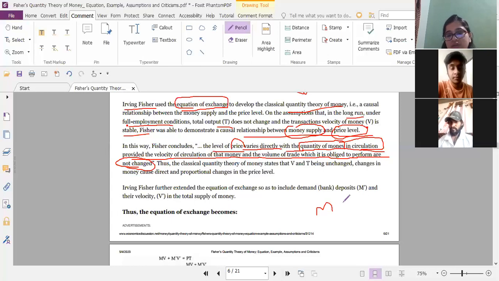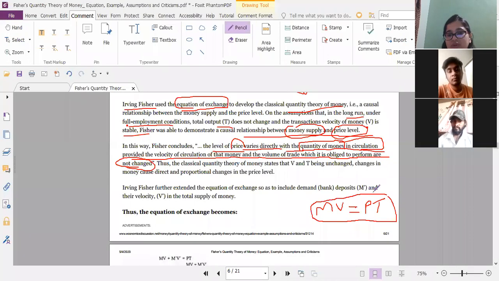So try to recall this equation again. This theory is explained based on this equation. So this equation is the heart of this theory. You must not miss out on this equation. So everything is on this equation.